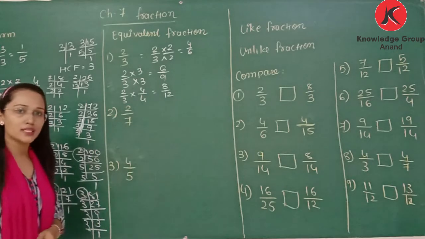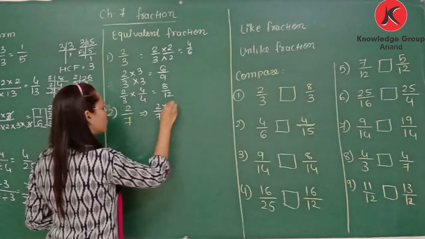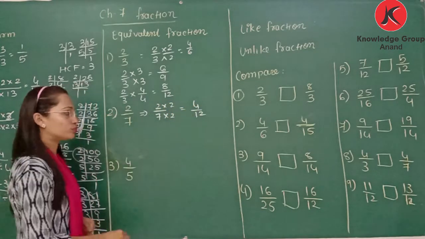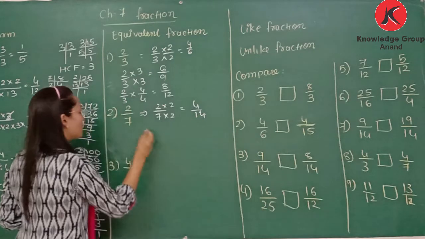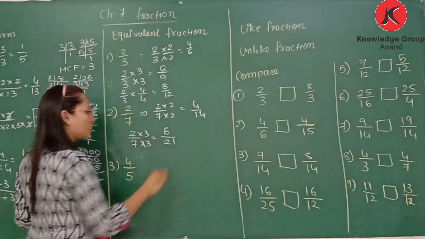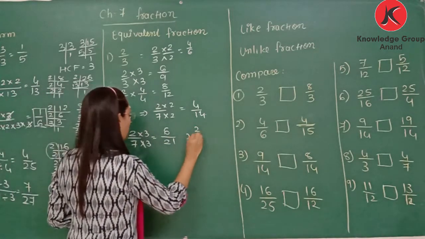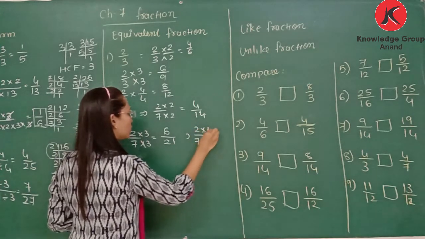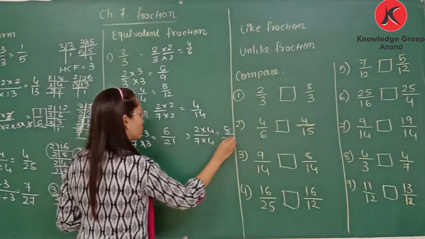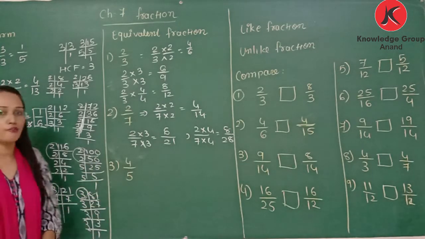Now next is 2 by 7. Again multiply 2 by 7 with 2 and 2. So it is 4 by 14. Now 2 by 7 is multiplied with 3 and 3. So it is 6 by 21. That is equivalent to 2 by 7. And 2 by 7 is multiplied with 4 and 4. So 8 by 28, that is also equivalent to 2 by 7. Clear? Now next, 4 by 5 multiply with 2 by 2, 3 by 3, 4 by 4, 5 by 5.